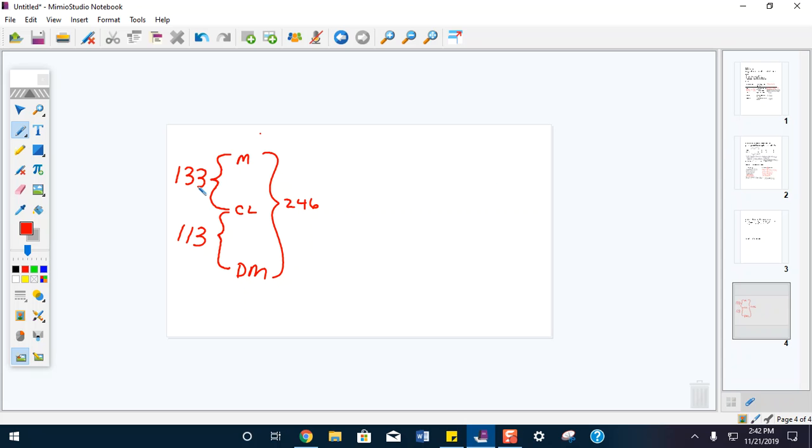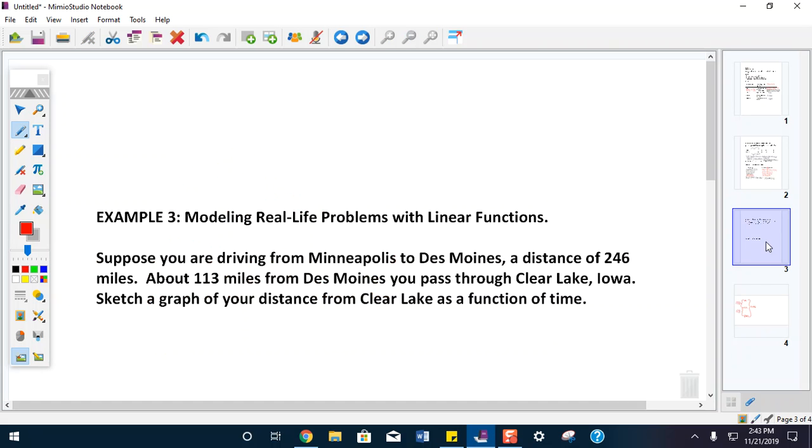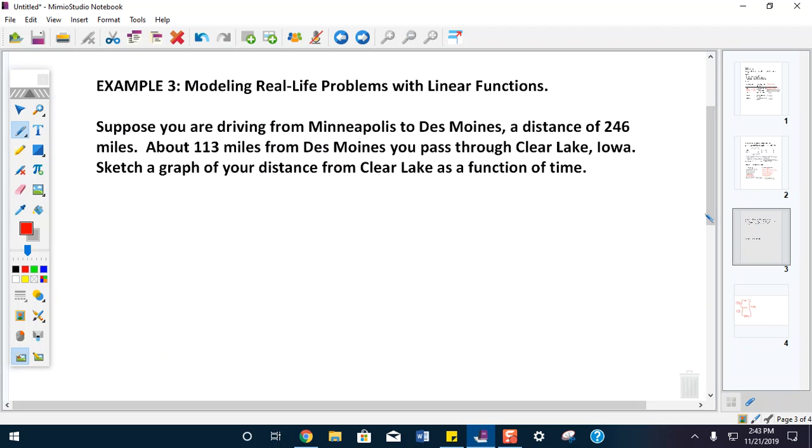It says, sketch a graph of your distance from where, kids? Clear Lake, as a function of time. So we have distance from Clear Lake as our dependent variable and a function of time. The distance is measured in what, kids? Miles. Okay, so let's do this. I'm going to draw a first quadrant of an XY axis here.